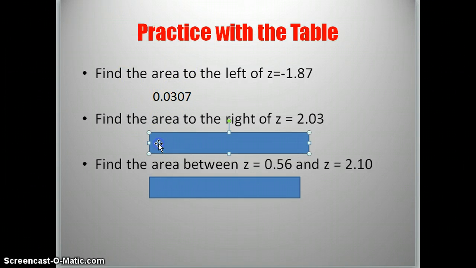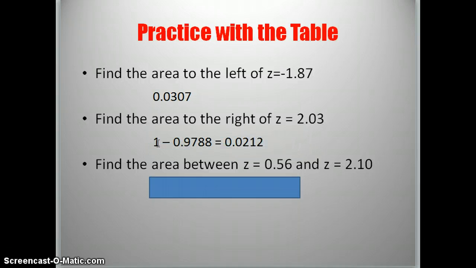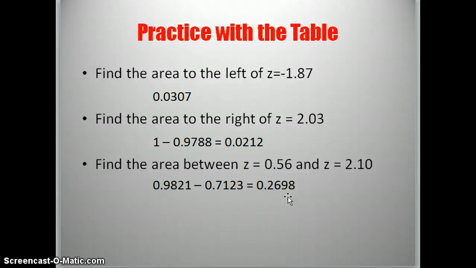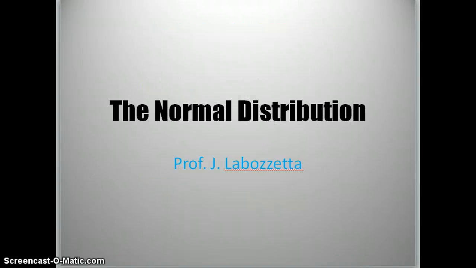Now take a moment and find the area to the right of z equals 2.03. Again, I'll pause for a moment while you do that. And again, since we are to the right of this value, we need to subtract the area we get in the table from 1, and we get an area of 0.0212. Finally, if we want the area between two z-scores, you're going to look up these areas in your table, and again, you can pause and look that up. But once you do find those values, you're going to subtract them, and you get an area of 0.2698.